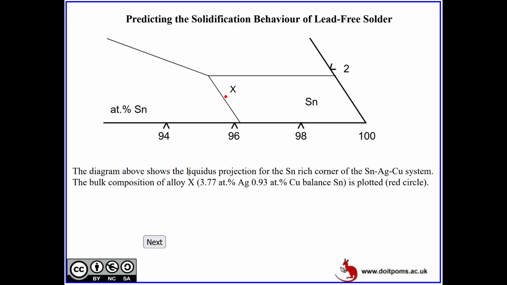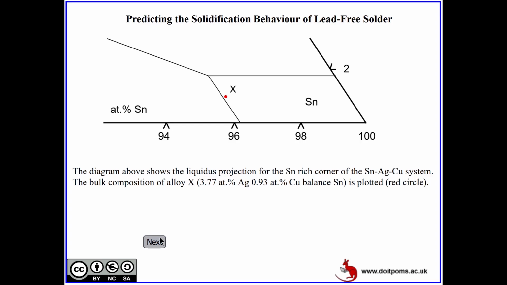The diagram above shows the liquidus projection for the tin-rich corner of the tin-silver-copper system. The bulk composition is marked as X, 3.77 atomic percentage of silver and 0.93 atomic percentage of copper, predominantly tin. It is plotted in a red circle here, right?